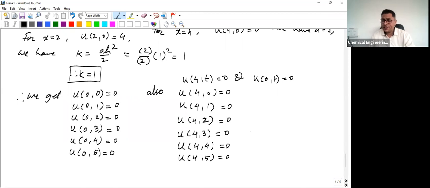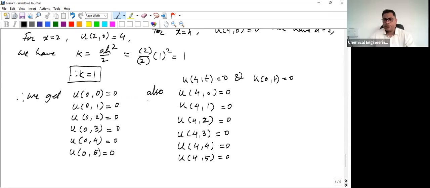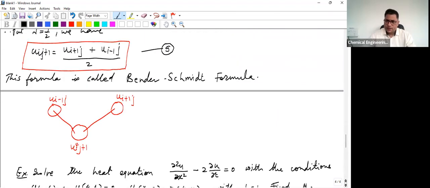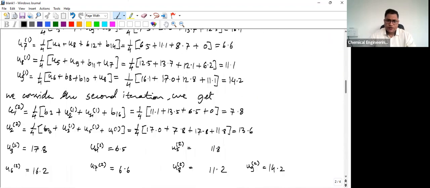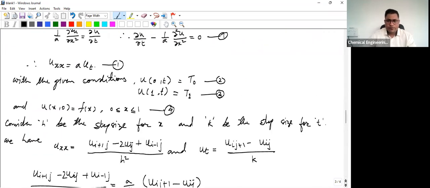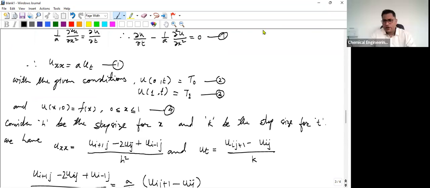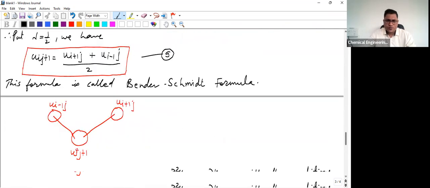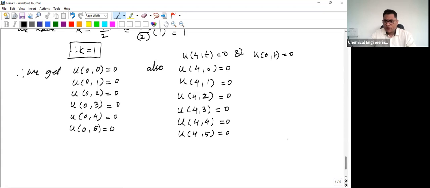So is there any doubt in these conditions? Sir, how did we get a is equal to 2? Yes. When we started here, I wrote this equation: Uxx is equal to a Ut. Is that okay? Yes, I got it. So if we compare it to the standard format, then we get a is equal to 2.